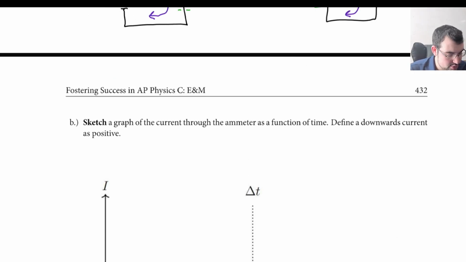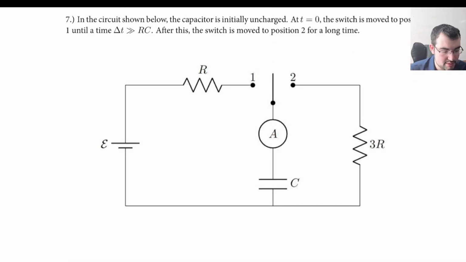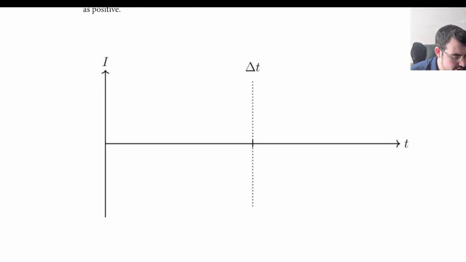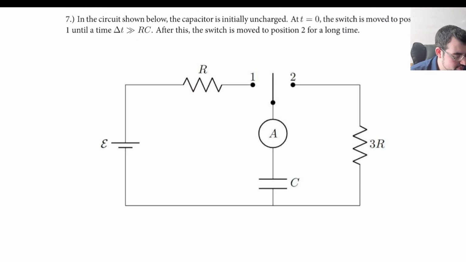And remember that short and long time scenarios still apply. So short time, my capacitor is like a wire, so I get a huge dump of current because the capacitor isn't resisting at all. So we know that as soon as I flip that switch, we're going to get a ton of current, and then it exponentially decays. All right. Then what happens? Well, then we flip the switch, and it discharges through the 3R resistance.